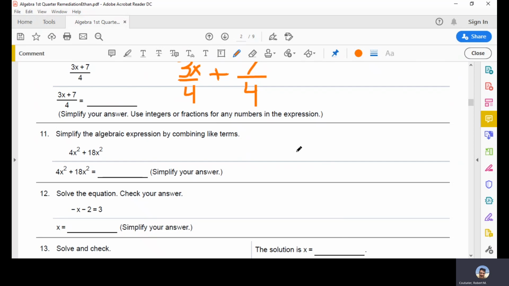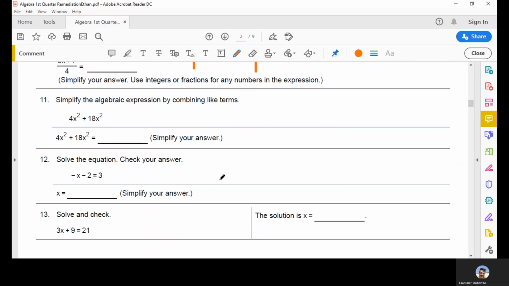Are they both raised to the same power? Yes, they are. So if you have 4 of those things and 18 of the same things, how many do you have? Add it up. What are those things? They're x squared, because it's the same variable raised to the same power.